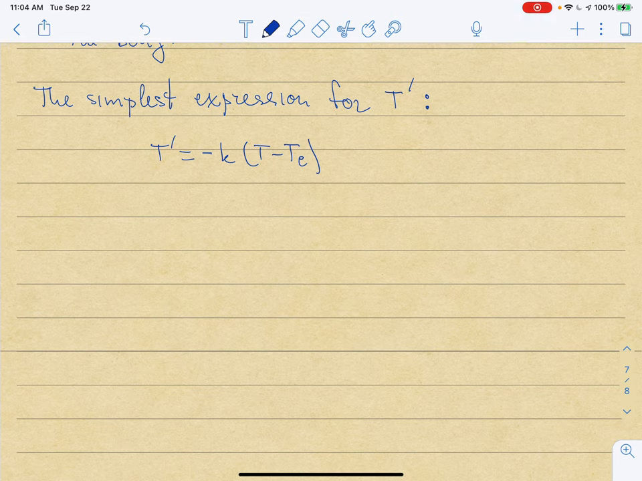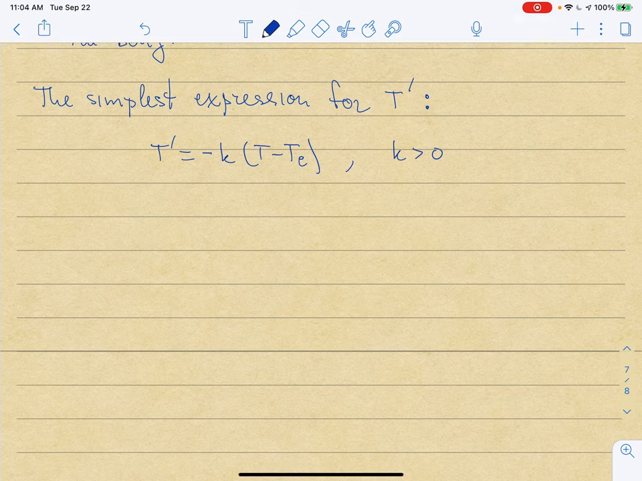Let's test what happens if T is greater than Te. If the temperature is greater than the temperature of the environment, then the body is going to lose heat, so T prime should be negative. And indeed, here, if T minus Te is positive, k, as usual, is a positive constant, so T prime will be negative. So k is greater than 0.